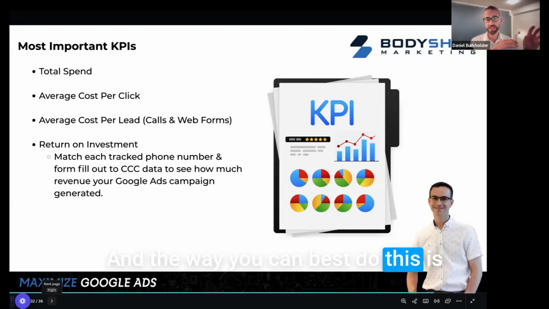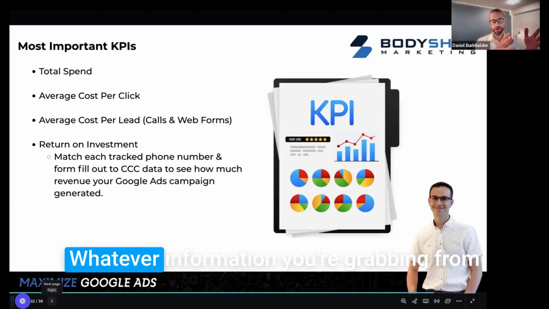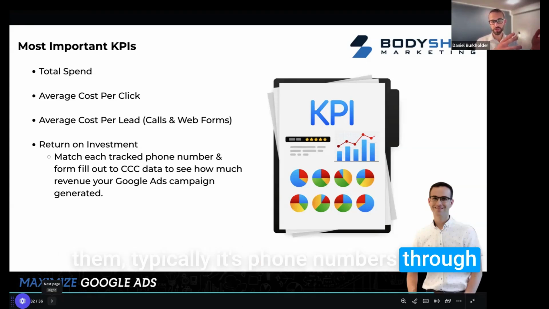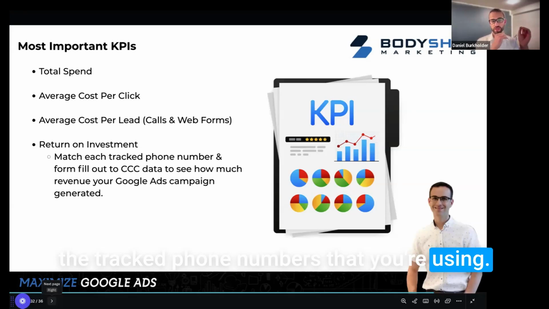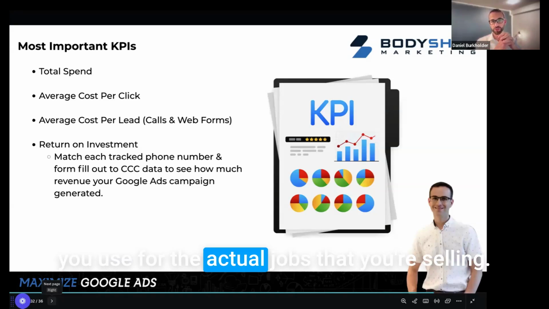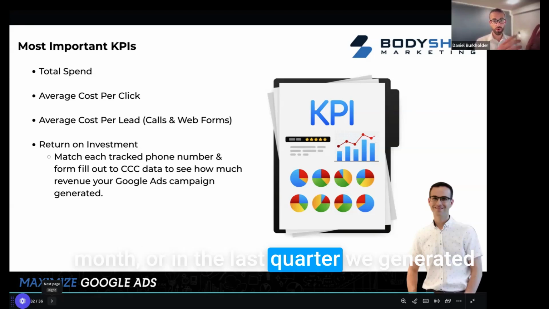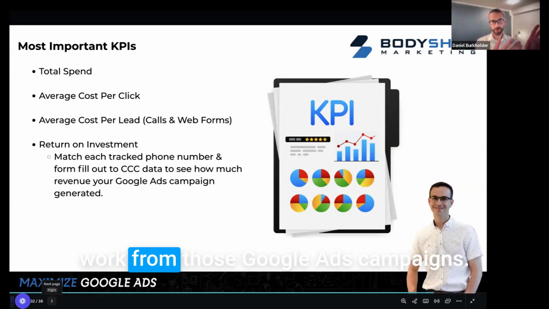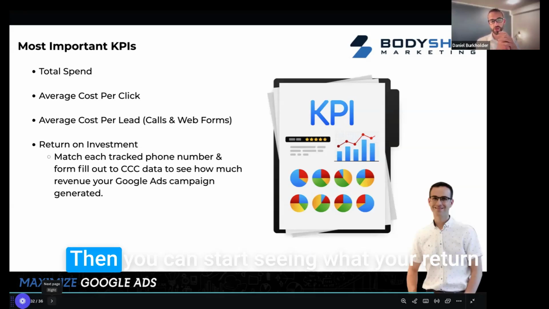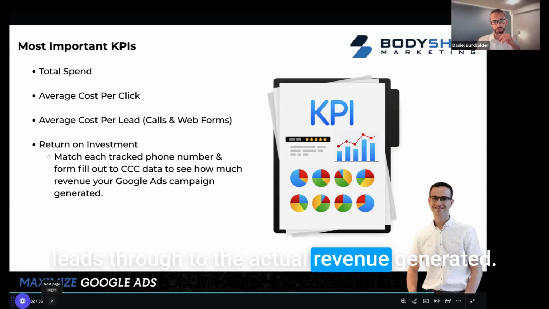The way you can best do this is when you're tracking all the leads coming in, their phone numbers, whatever information you're grabbing from them, typically it's phone numbers through the tracked phone numbers that you're using. Grab the phone numbers and then you can tie that together with CCC data or whatever data you use for the actual jobs that you're selling. You can start tying that together and say, hey, we spent $5,000 on Google Ads last quarter. We generated $100,000 worth of work from those Google Ads campaigns. Then you can start seeing what your return on investment is when you're tracking the leads through to the actual revenue generated.